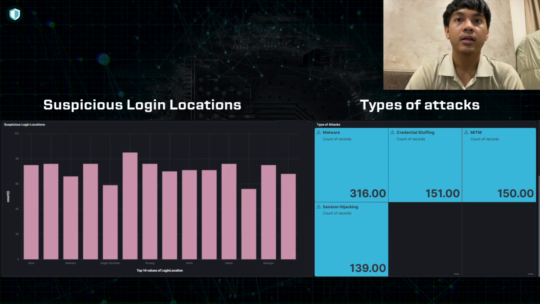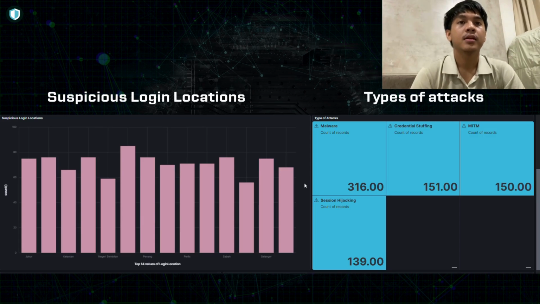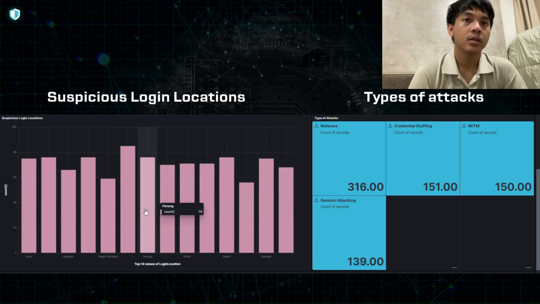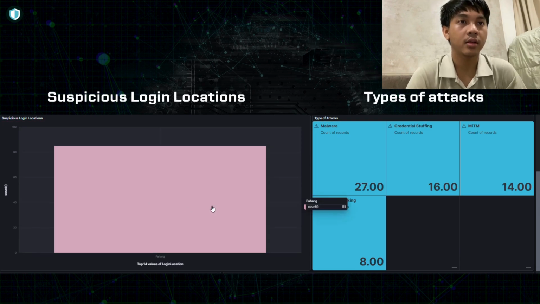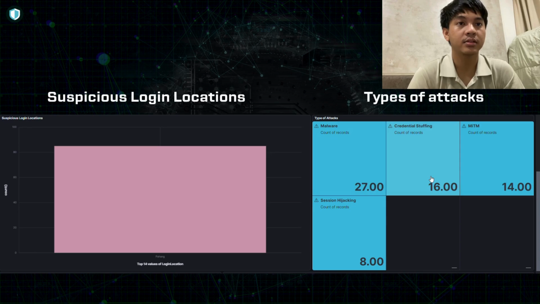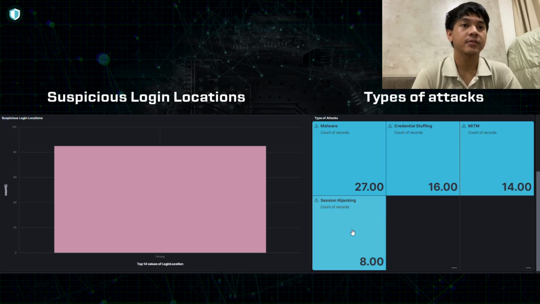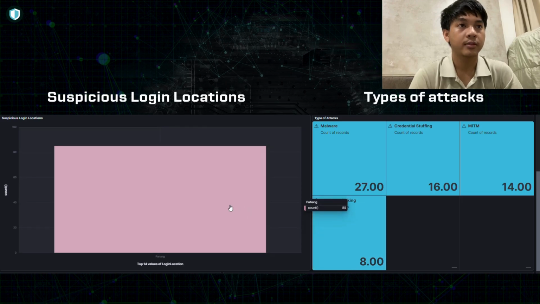Next, we move on to the highest score in the bar chart, Pahang. Total suspicious login we get is 85, and the types of attack we get here are malware 27, credential stuffing 16, MITM 14, session hijacking 8. When we sum up all of this, we get 65. That means 85 minus 65, we get 20 of unknown threat.